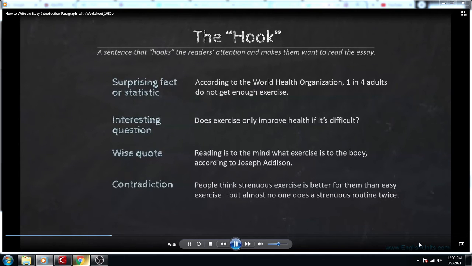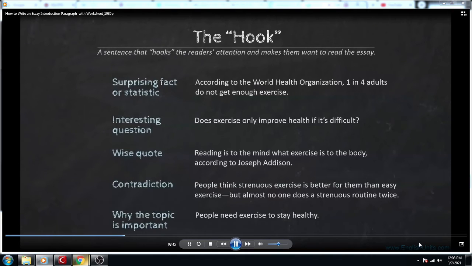Another type of hook is a contradiction. People think strenuous exercise is better for them than easy exercise, but almost no one does a strenuous routine twice. Do you see how each part of that sentence contradicts the other? This makes the reader think more deeply about the topic. Finally, my favorite type of hook is a pretty simple one, which is a sentence that tells why the topic is important. For example, people need exercise to stay healthy.